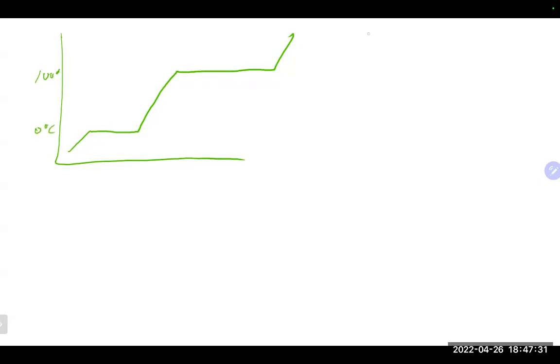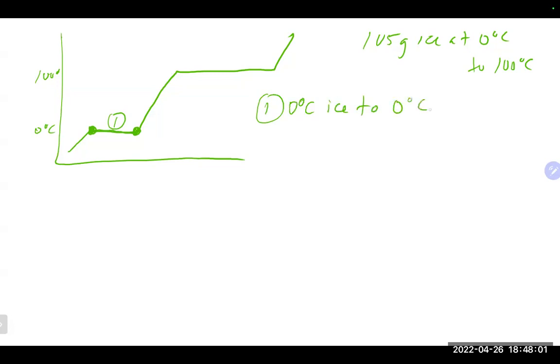So if we were going to take 105 grams of ice at 0 degrees Celsius to basically 100 degrees Celsius, we would be starting right there. The very first thing that we would have to do is take the ice from 0 degrees Celsius to liquid water at 0 degrees Celsius. That would be the first step. That means we go from 0 degrees Celsius ice to 0 degrees Celsius liquid water, and that would be our heat of fusion that we would want to use.